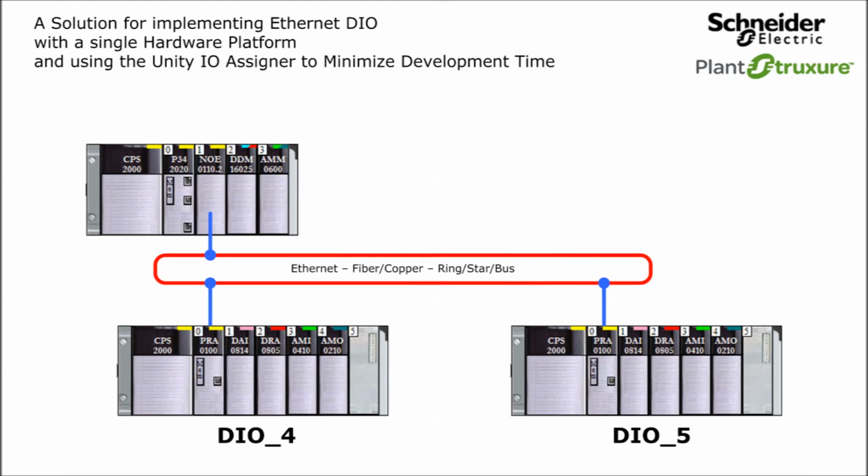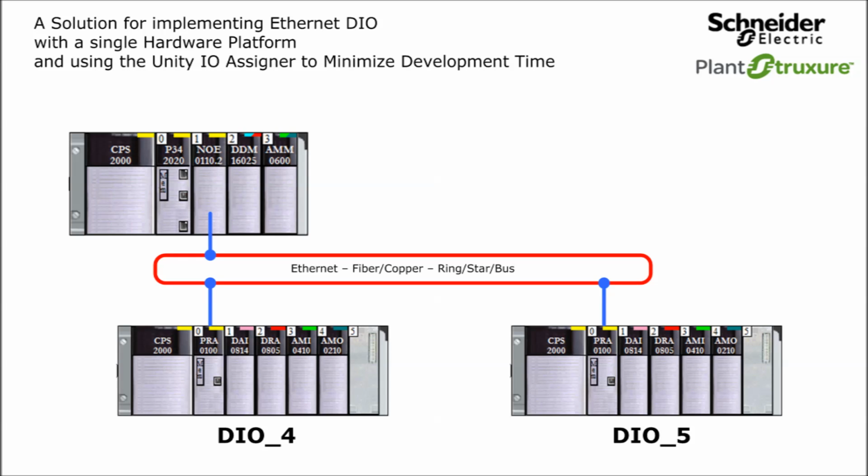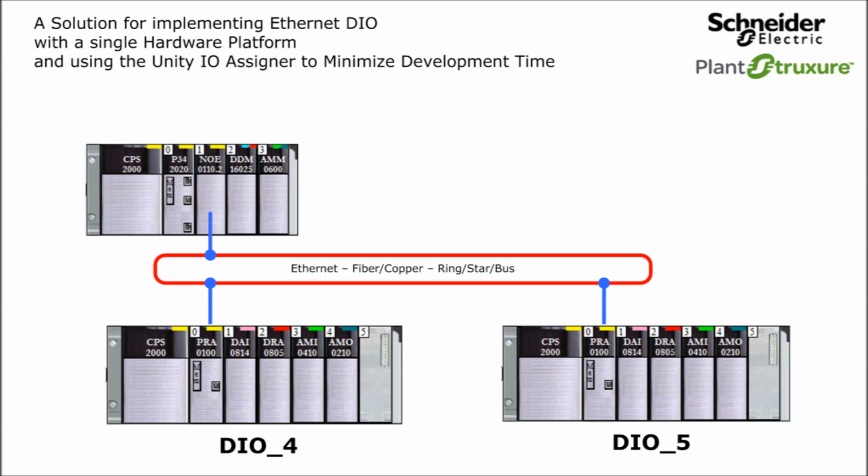To put this in a real-world perspective, I will demonstrate the Unity IO Assigner using this MODICON M340 system architecture. It includes a CPU with Ethernet, an NOE Ethernet module with Modbus TCP IO Scanner capability, and a couple of X80 IO modules. There are also 2 distributed IO racks, which each use the MODICON M340 Peripheral Remote IO Adapter, or BMXPRA, and each also includes X80 IO modules.